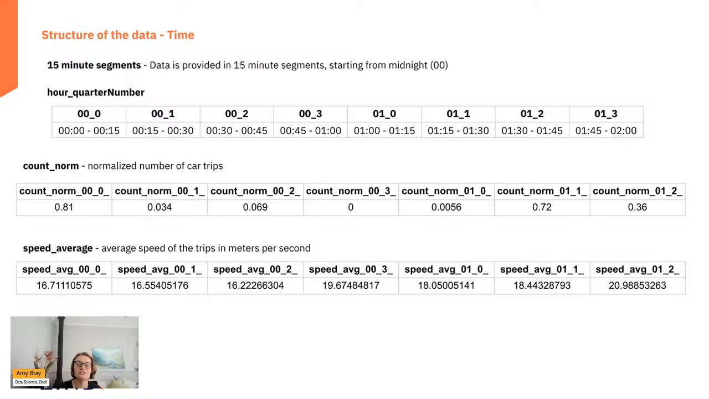I'm now going to look at the very last column. So count norm at 1:30 to 1:45 a.m., 0.36 cars drove over that one segment. You can think about it as that Munali off-ramp segment. And they traveled at a speed of 20.98 meters per second.